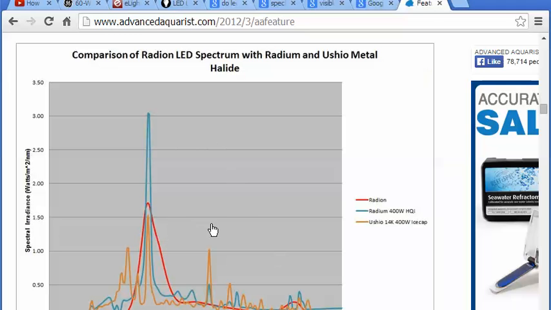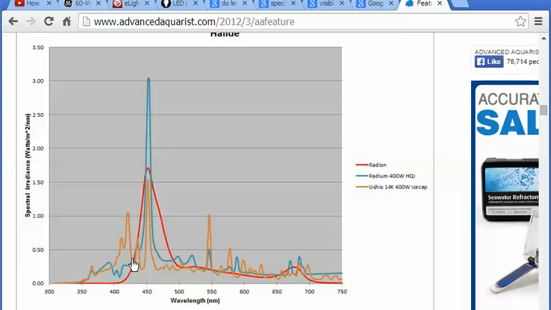Okay, so this is a comparison of Radion, which is this red line here, compared to Radium 400W HQI, which produces a huge bunch of its light right at 450, and Ushio 14K 400W, which actually manages, I think, what looks to be a more even distribution of wavelengths.